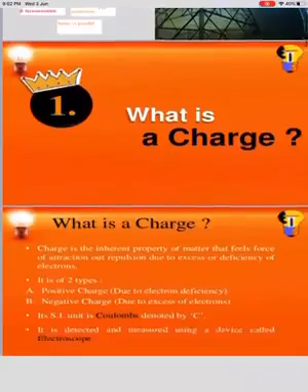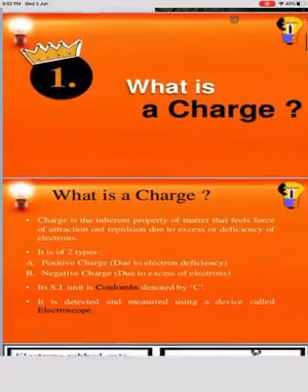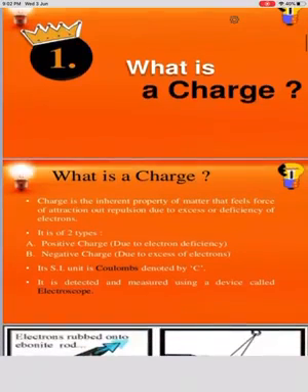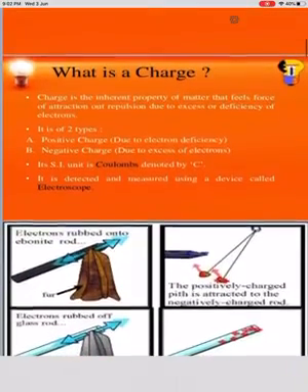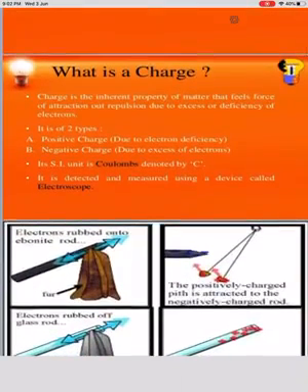After that we learn what is charge. What is charge? We learn the flow of electrons in a particular circuit is nothing but electric charge. So charge is the inherent property of matter that feels a force of attraction or repulsion due to excess or deficiency of electrons. We know that it can be divided into two parts. One is positive charge, which is called proton, and another is negative charge, which is called electrons.